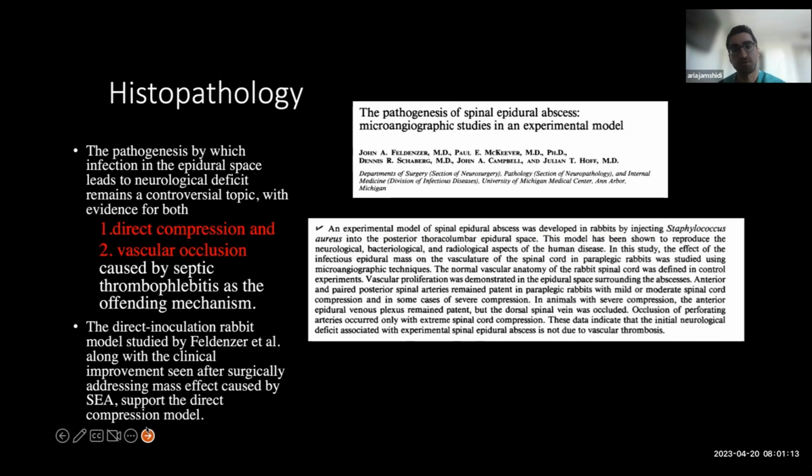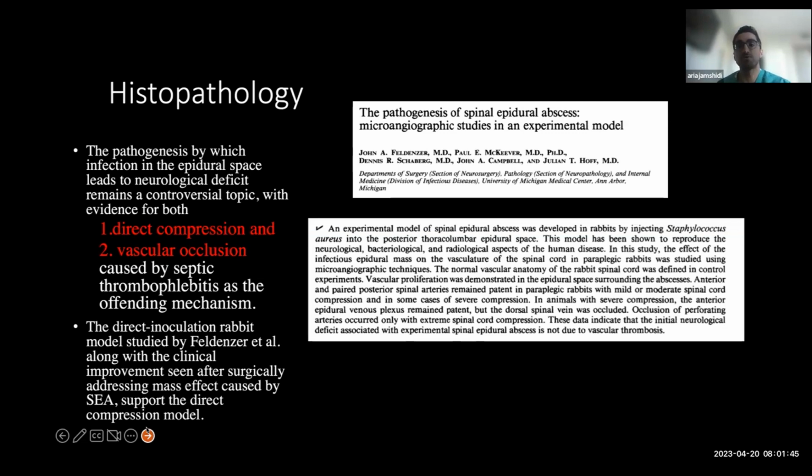This was a combination of neurosurgery and infectious disease, looking at rabbits, which they injected with Staph aureus into the posterior thoracolumbar epidural space. And they found that this model was shown to reproduce both the neurological, bacteriological, and radiological aspects of human disease. So they essentially injected these rabbits with Staph aureus, then compared their normal vascular anatomy to rabbits with mild to moderate to severe cord compression.